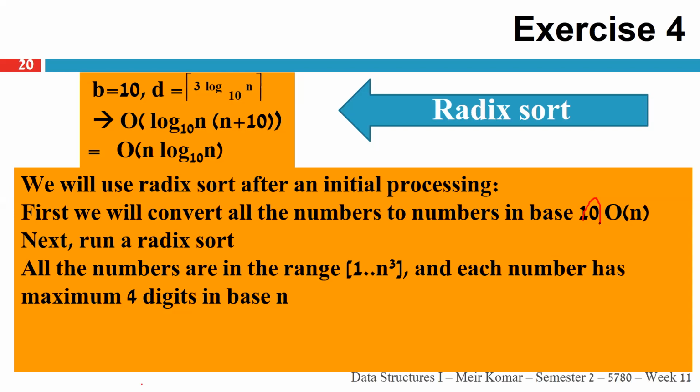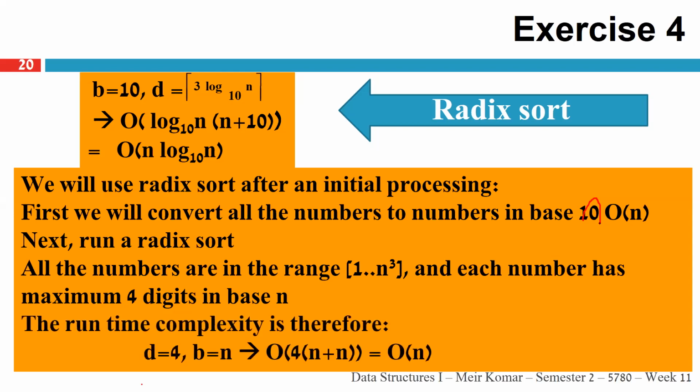And if I had said that it's up to n cubed minus 1, we could have gotten away with 3 digits. Just because of that one time that n cubed, I need 4 digits. Otherwise, 3 digits would be enough. And then, no problems. The runtime will be this. D is 4. My B is n. My base is n. So it's 4 times n plus n.